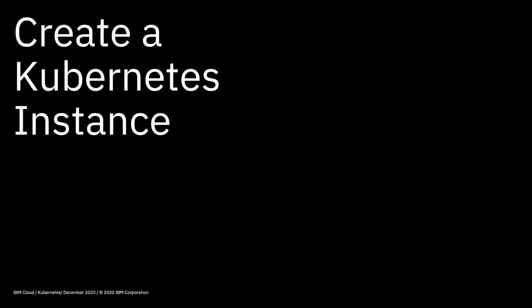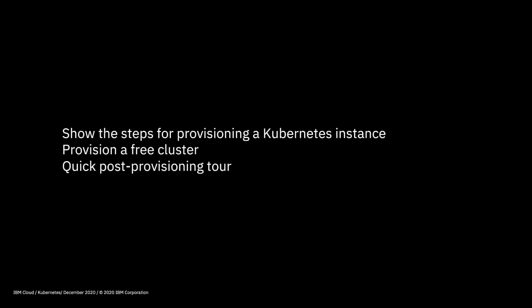And in this video, which is going to be a lab, I'm going to show you how to actually create a Kubernetes instance within the IBM Cloud. So what I'm going to do is head over to the console and show you the steps for provisioning the Kubernetes instance. I'm going to show you the provisioning screen, and I'm going to go through and provision a free cluster as well. And then once the cluster has been provisioned and completed the process, I'm just going to give you a very quick post-provisioning tour as well. So without further ado, let's get over to the IBM Cloud Dashboard.